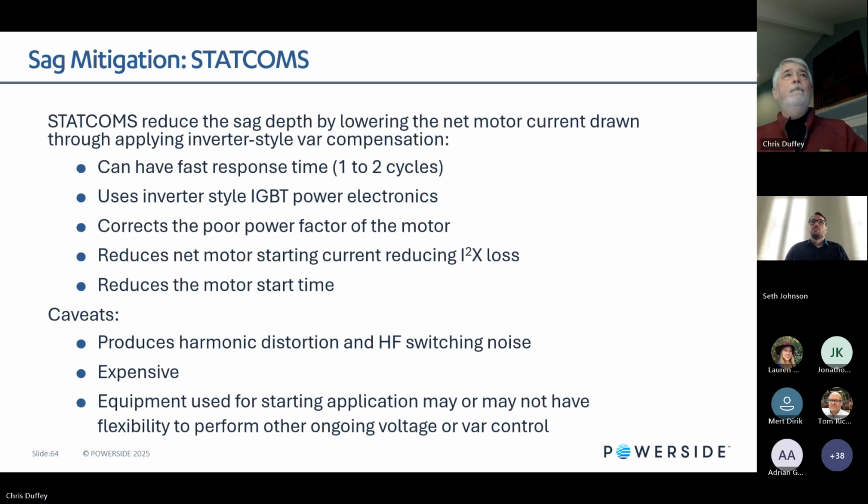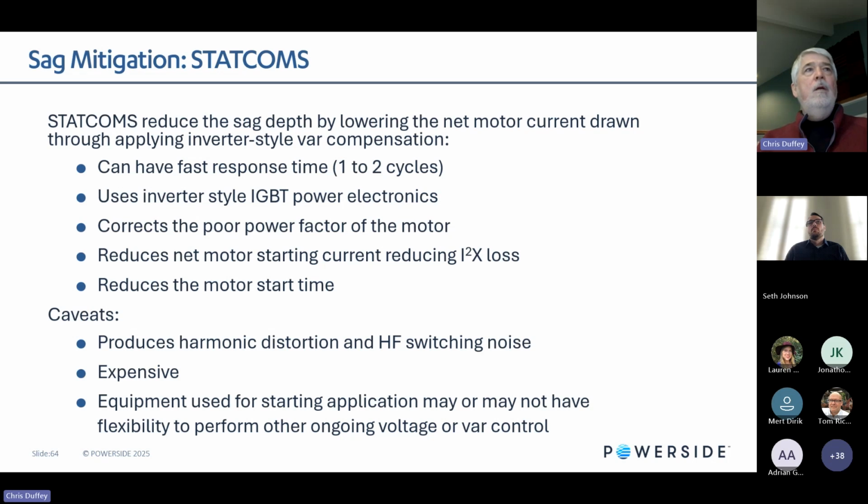StatComs. StatComs reduce sag by doing real-time VAR compensation. So they're reducing the motor current draw. They employ inverter-style VAR compensation. They can be fast, with 1 to 2 cycle response times. Inverter-style IGBT electronics corrects the poor power factor. So there are some real benefits here. Reduces the net motor starting current and reduces I2X losses, reduces the starting time.